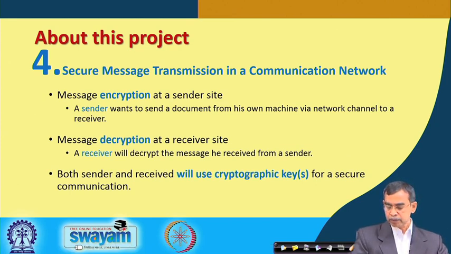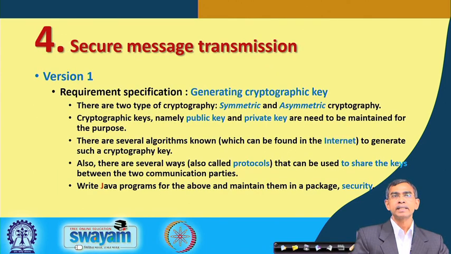Now, I will discuss the steps that you should follow. As a first step, we have to decide about the cryptographic key. There are two types of cryptographic key. One is called symmetric. Symmetric cryptographic key means the key which is used for encryption, the same key will be used for decryption. So, this is called symmetric key cryptography. In this case, both sender and receiver should have this key and an algorithm for both encryption and decryption.